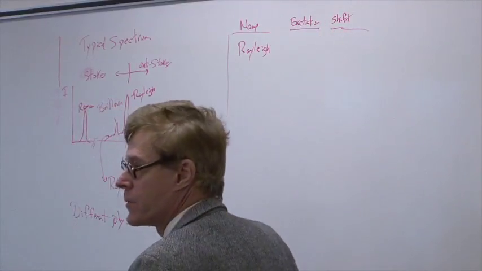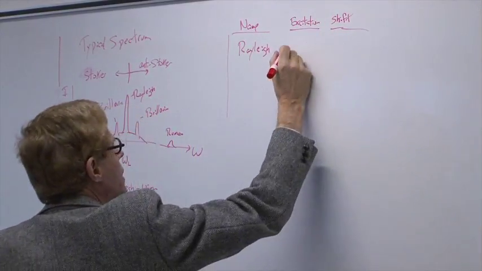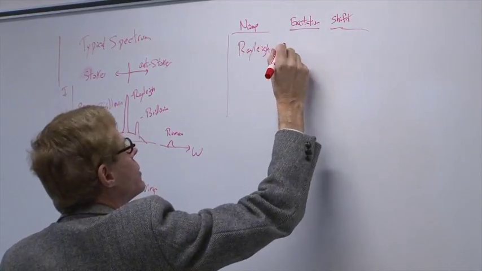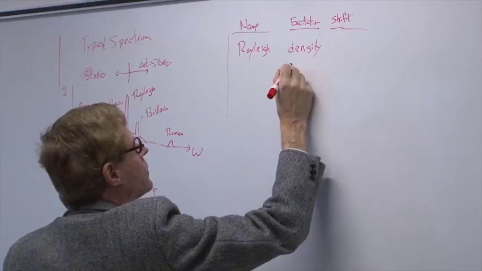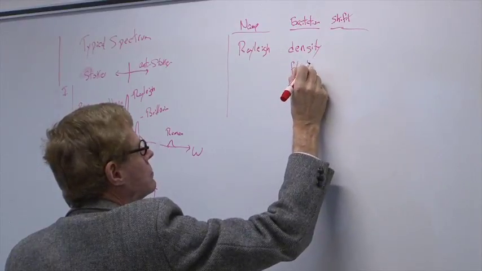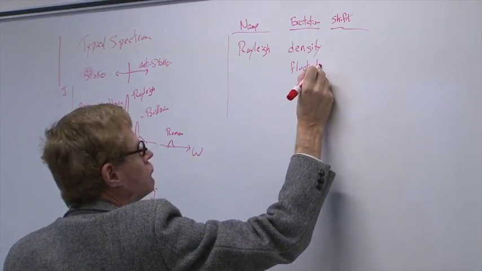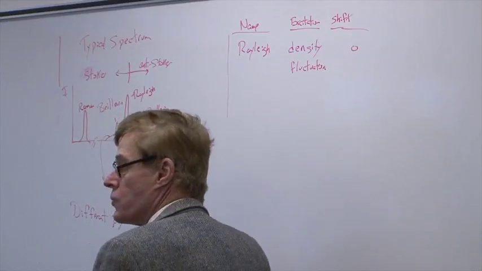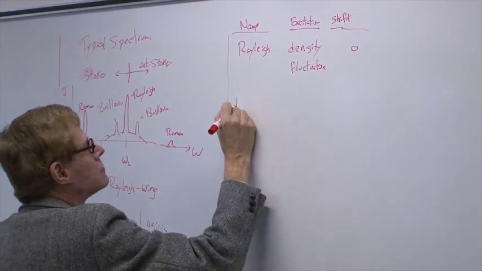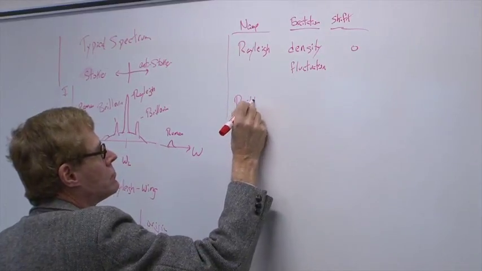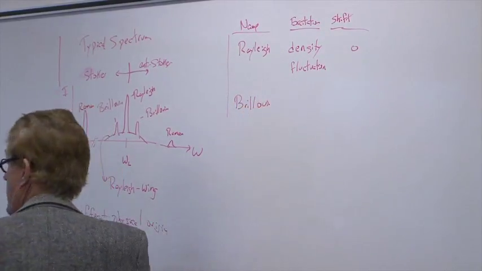The shift from the center of frequency. So Rayleigh scattering is scattering off of density fluctuations, and there's no shift at all. It's centered at the laser frequency. Oh, of the material, of the air.